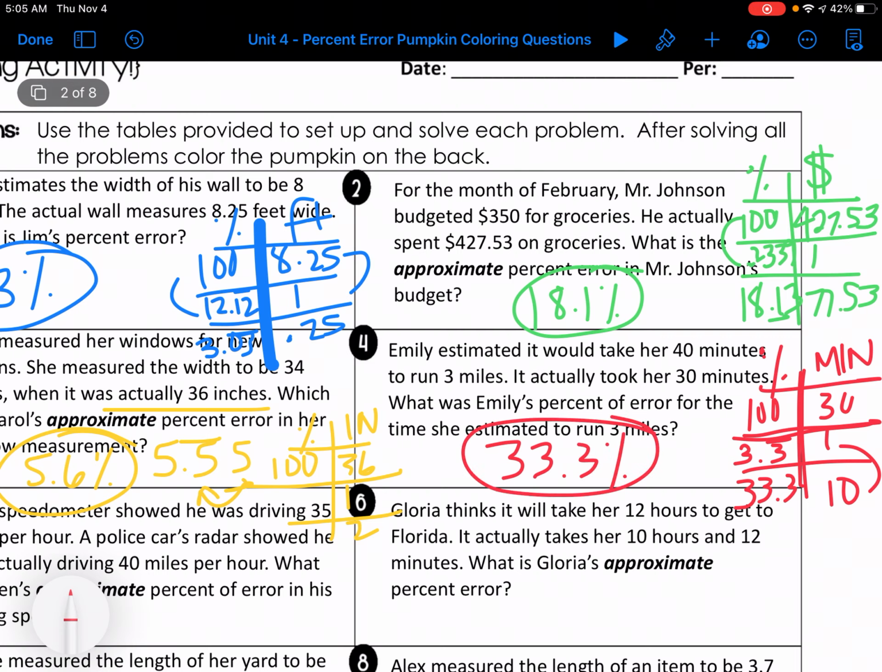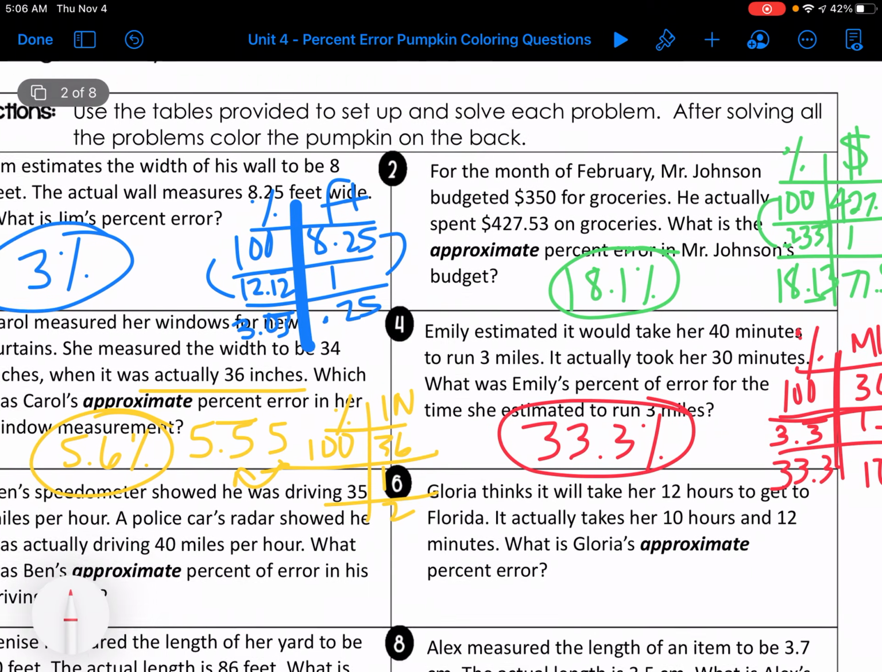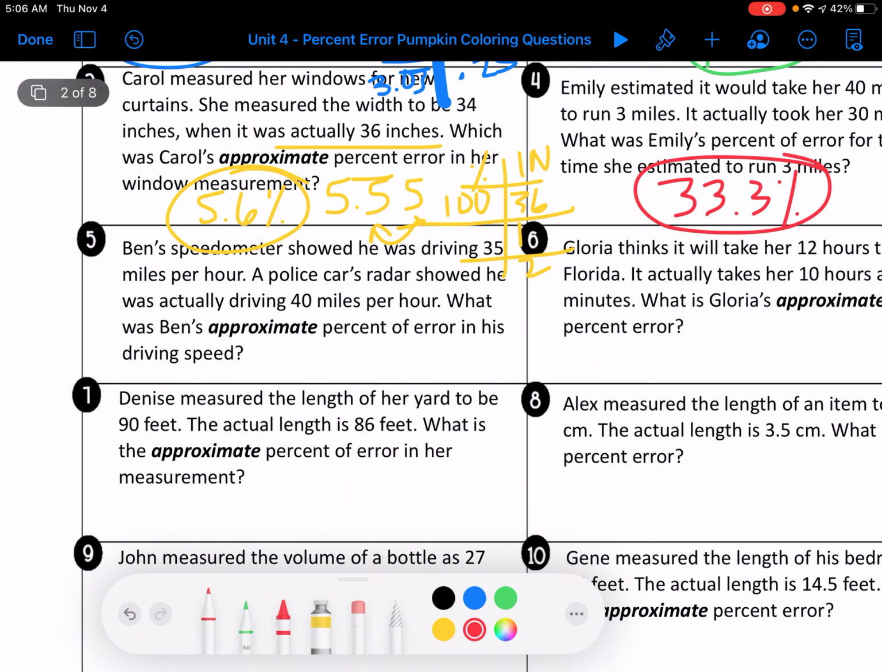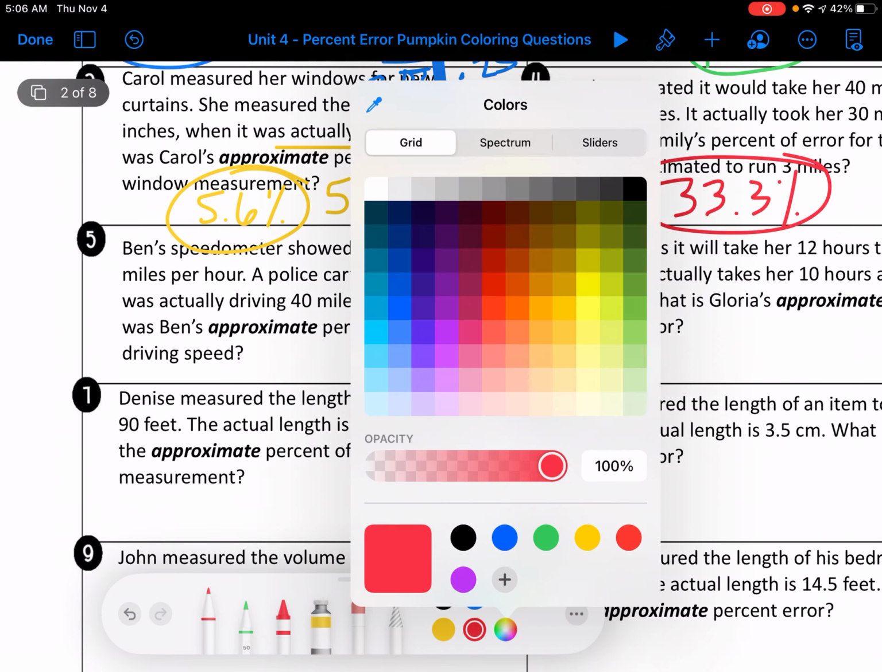So percent of change is trying to find out how much the number changed by. So when you're looking at it, you're trying to figure out what was the change in the number. The speedometer showed that the driver was driving 35 miles per hour, but the police car's radar showed that he was actually driving 40 miles per hour.